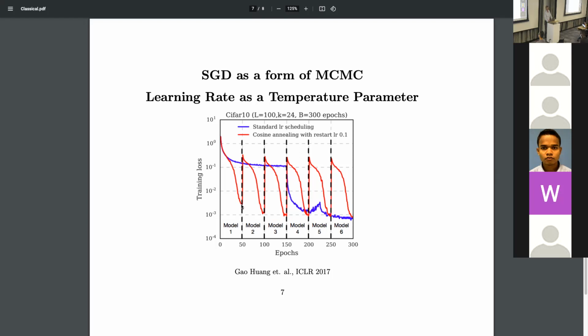You can raise it, it'll fly back up here, and then lower it, you'll fly back down here, and you can do that repeatedly. In MCMC, that's called tempering, raising and lowering the temperature.